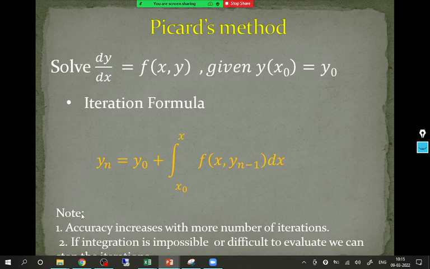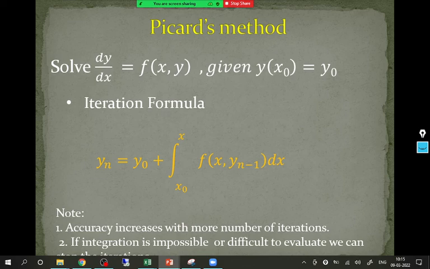Remember, there are two things in Picard's method. The accuracy of a solution increases with the number of iterations. If we take more iterations, we get better and better solution there, which is closer to the exact. But many times this integration, whatever the integration you observe on the right side there, is impossible to evaluate, or it is difficult to evaluate. That time we have to stop the iteration. Clear? Is that clear? Yes, sir.